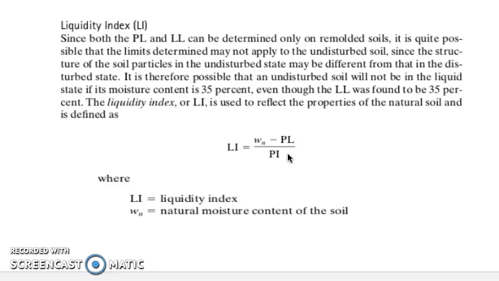Both the PL and the LL can be determined only on remolded soil. It is quite possible that the limits determined may not apply to the undisturbed soil, since the structure of the soil particles in the undisturbed state may be different from that of the disturbed state.